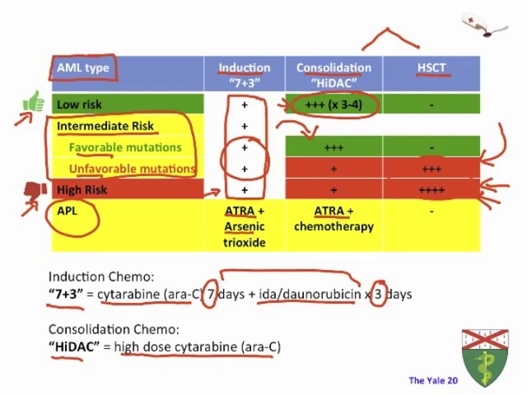Again, to summarize, the treatment heavily depends on the type of AML. Induction therapy is the same for every different type of AML. But after you're done with induction, it becomes a highly personalized chemotherapy, depending on your genetic makeup. And you will either get consolidation chemotherapy or hematopoietic stem cell transplant, depending on whether you're good or poor prognosis.